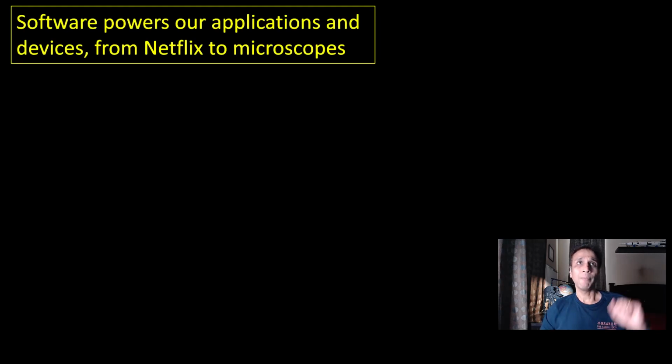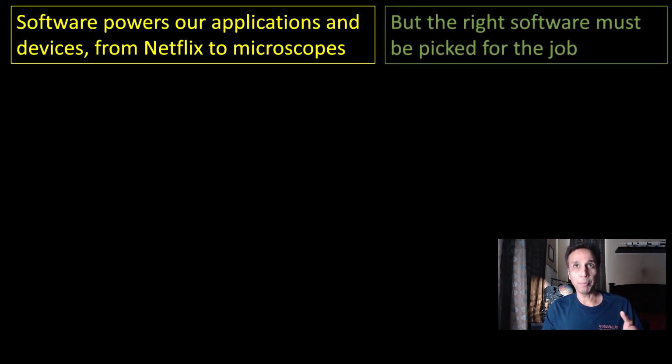Now, first things first, why software? Because it's very important. I don't think I need to convince you in 2023 why you need to give importance to software, because it powers our applications. It's your iPhones, from Netflix to microscopes. Even microwaves, not just microscopes. When you punch a pre-programmed button, something is happening in the back end. So there is software everywhere. That's why it's very important, but the right software must be picked for the right job.